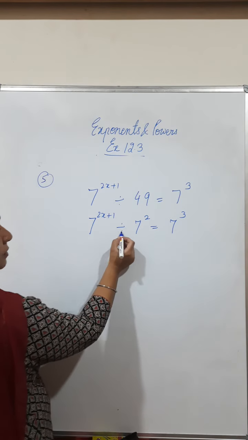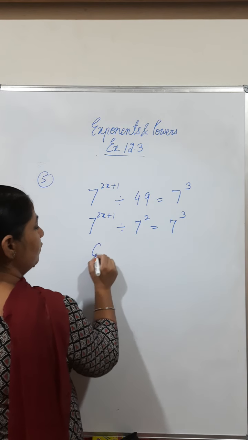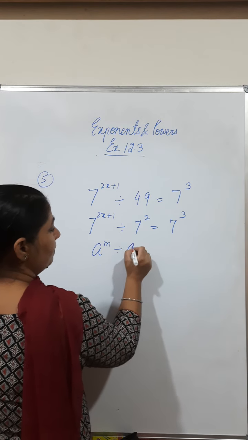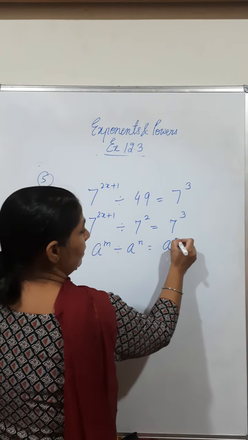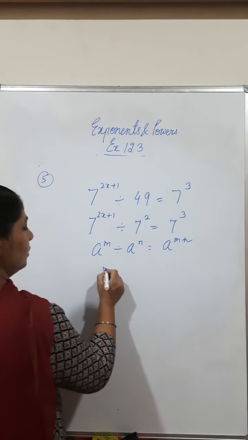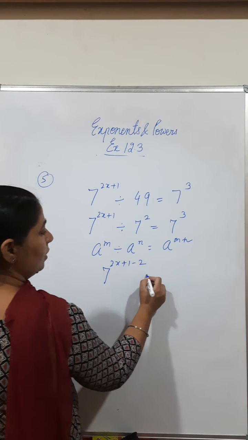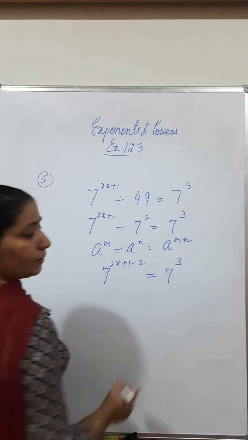Now what is here? There is a divide sign. The bases are same. So when there is a divide sign, what happens? A raised to power m divided by a raised to power n. That is equal to a raised to power m minus n. So what do you see here? 7 raised to power 2x plus 1 minus 2. This will be equal to beta 7 raised to power 3.